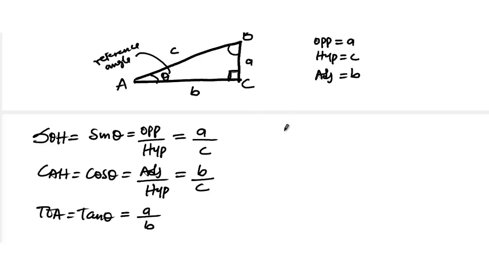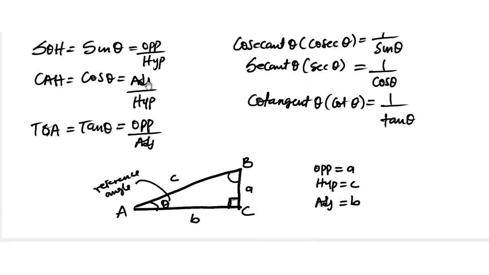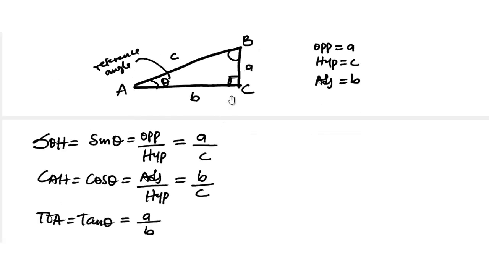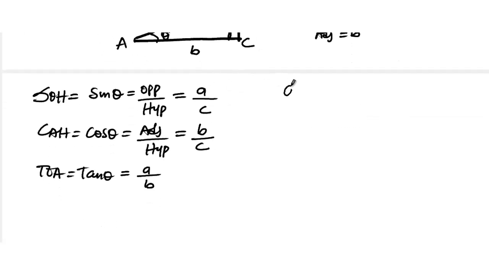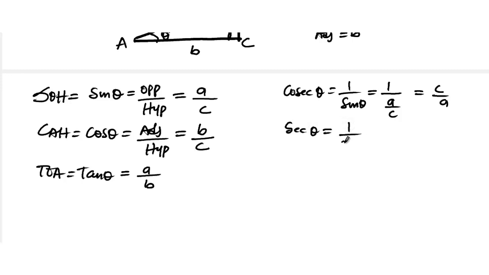Now, the other one which I wrote here, the concept of cosec theta. Cosec theta is 1 over sine theta, and that will give us 1 over a over c, which gives us c over a. Then we also have sec theta, which is 1 over cos theta. That will be 1 over b over c, which is equal to c over b.